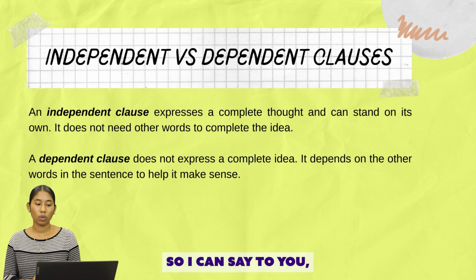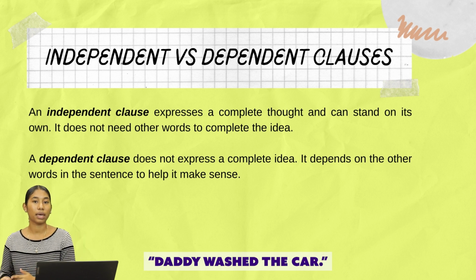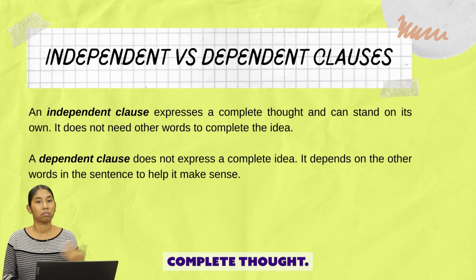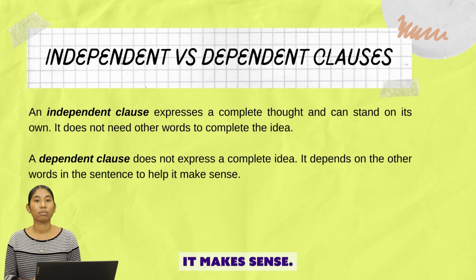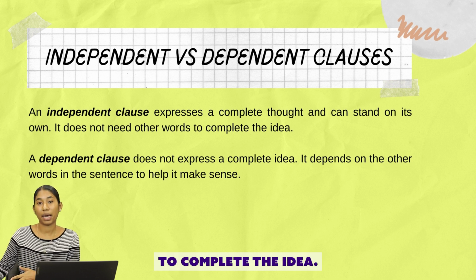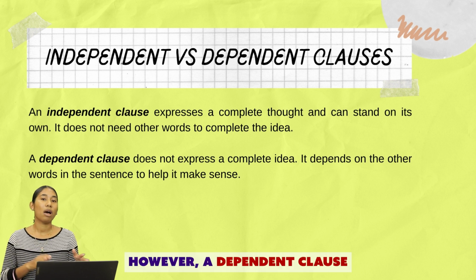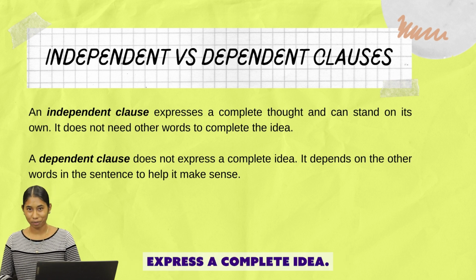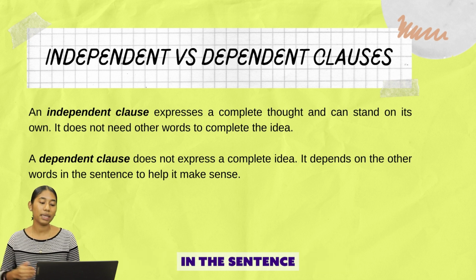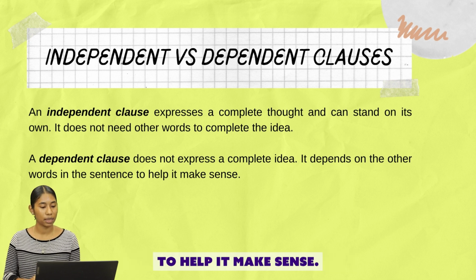Yes? So, I can say to you, Daddy washed the car. It expresses a complete thought. It makes sense. It does not need other words to complete the idea. Yeah? However, a dependent clause does not express a complete idea. It depends on the other words in the sentence to help it make sense.